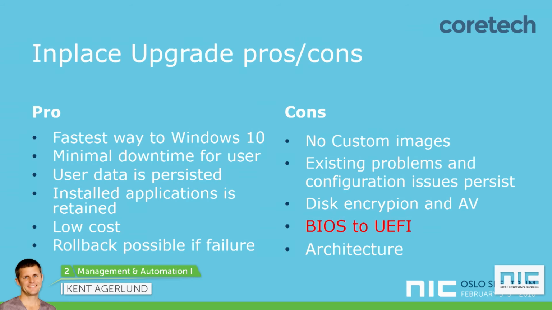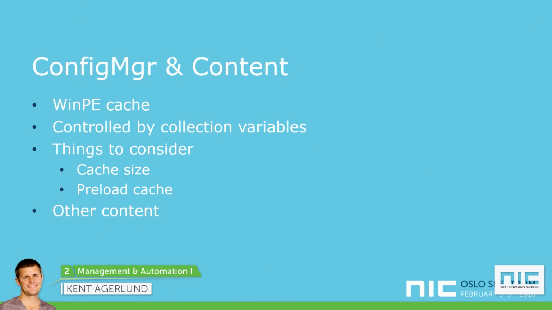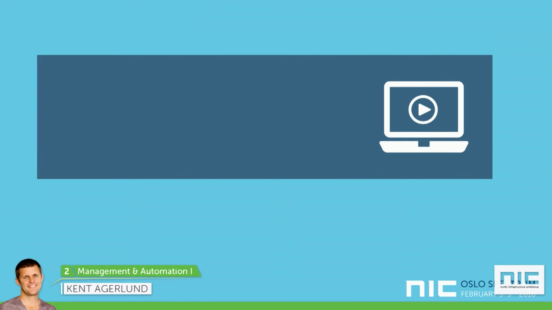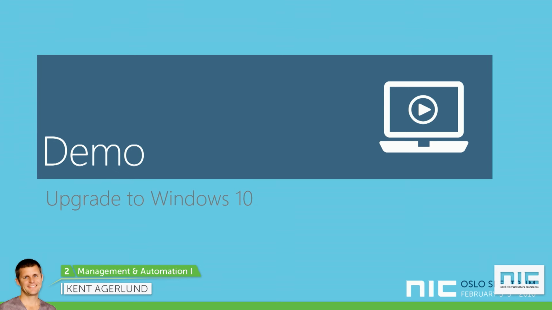But there might be some things with disk encryption. There might be some things around languages. I haven't added all the items in here. There might be something around architecture and so on and so forth. So before I start doing this, I need to know how many of my machines in the environment can actually be upgraded. We also had a question Wednesday about BIOS to UEFI and how we can visualize that.